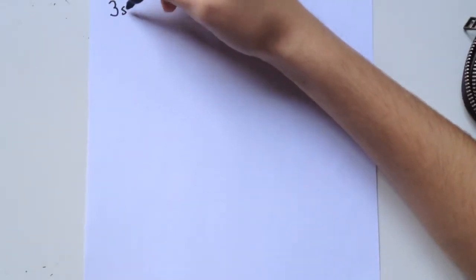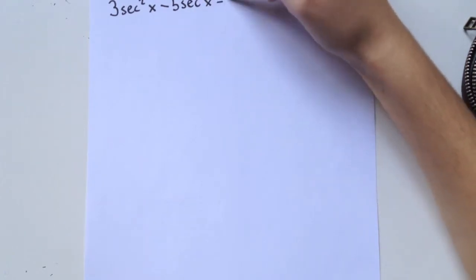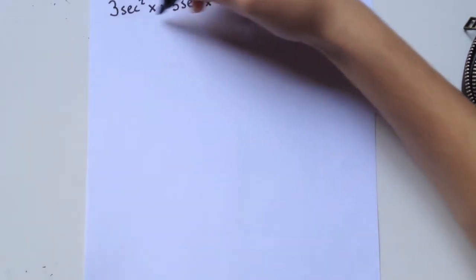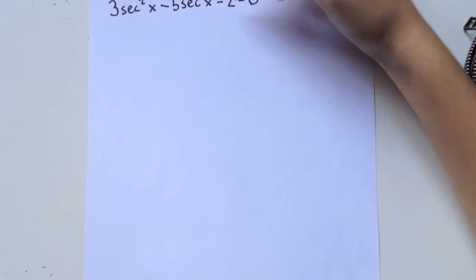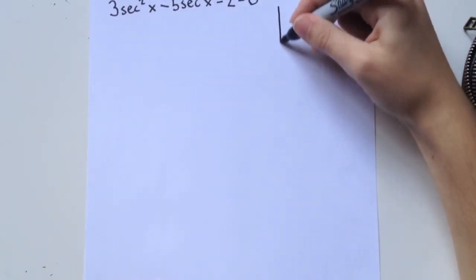Hi, today we're going to be solving the equation 3 secant squared x minus 5 secant x minus 2 equal to 0. Now on this side of the equal sign, the equation is like a quadratic formula, but it's still a bit too complicated for us to factor because of the secants. So we're going to make life a little easier.